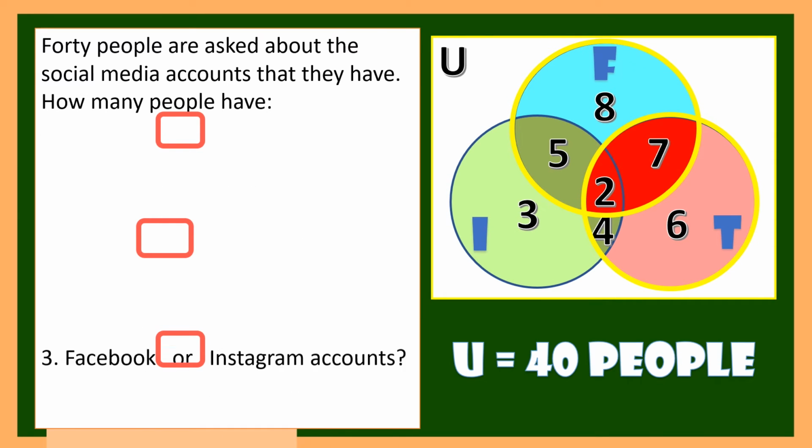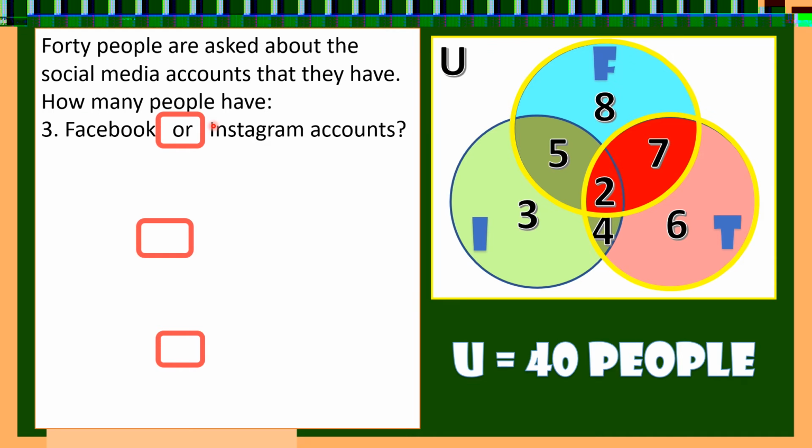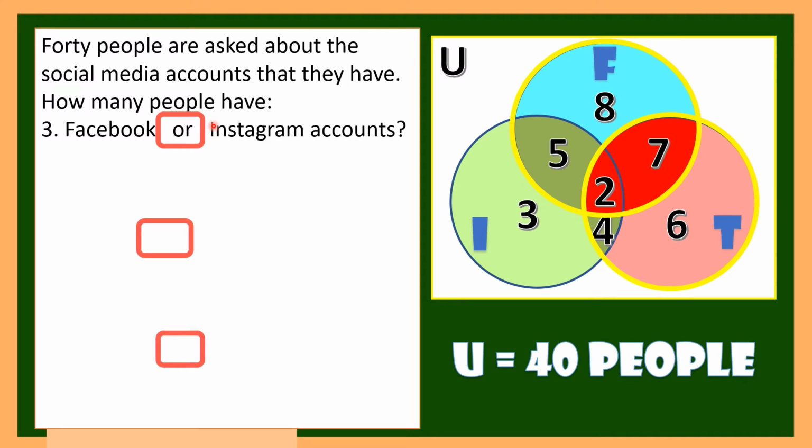Okay? Question number 3. How many people have Facebook or Instagram accounts? So, dito naman sa part na to, naka-highlight yung word na or. So, kanina, when we say or, always remember that it represents union. So, when we say union, we're going to combine the elements from Facebook and set of Instagram. So, asan yung Facebook natin? Ito pong part na to. And yung Instagram natin, ito pong part na to ni Seth.